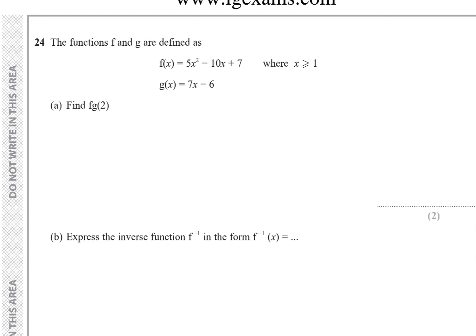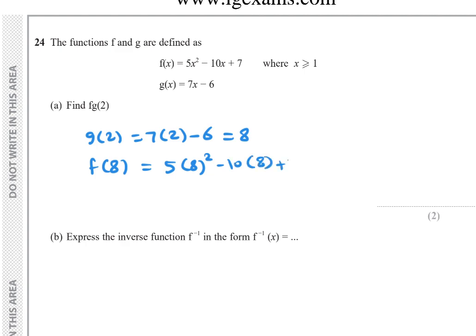24. The functions f and g are defined as f of x equals 5x squared minus 10x plus 7 and g of x is 7x minus 6. Find fg of 2. So we need to find g of 2 first. g of 2, 7 times 2, 14 minus 6 is 8. Now take 8 and substitute in f. So find f of 8, which is 5 times 8 squared minus 10 times 8 plus 7 equals 247.